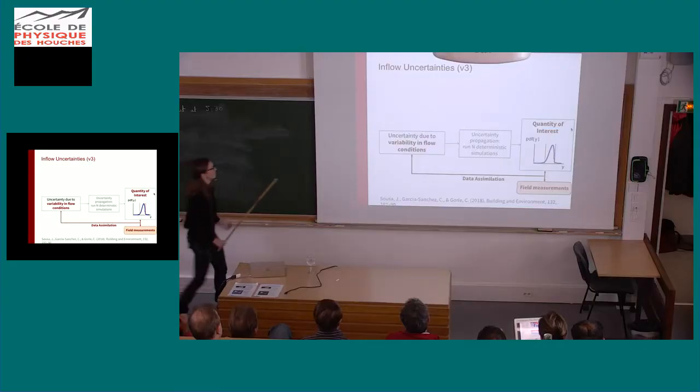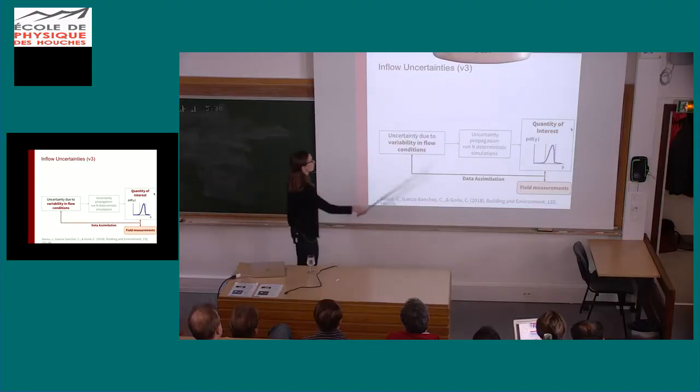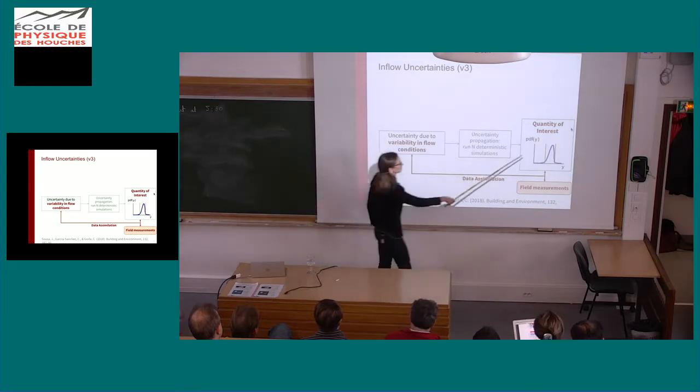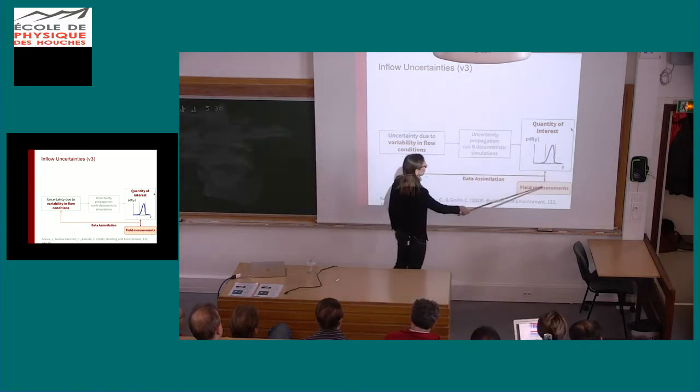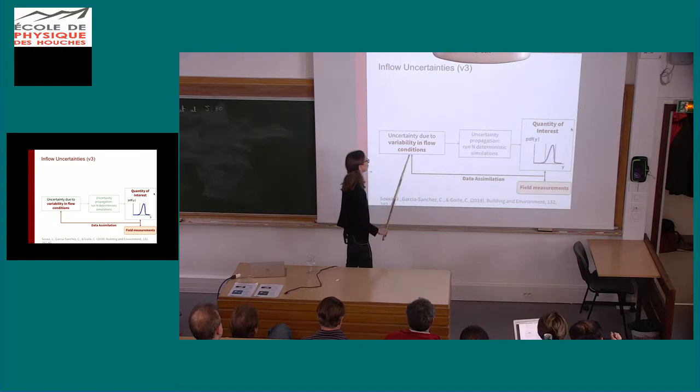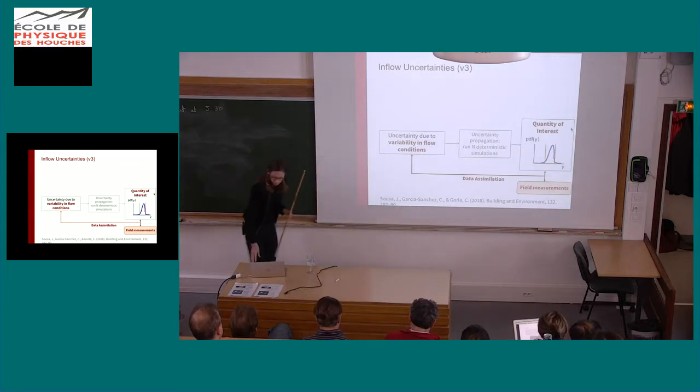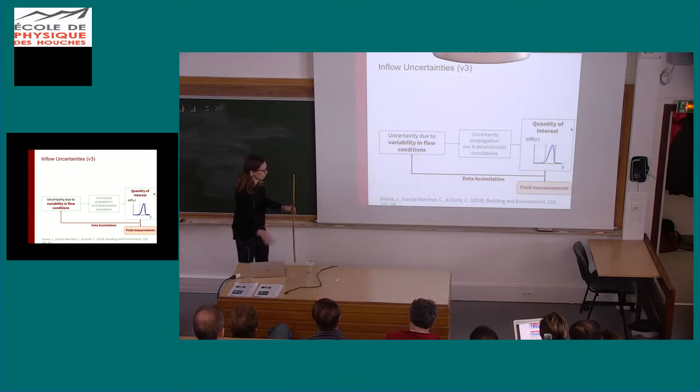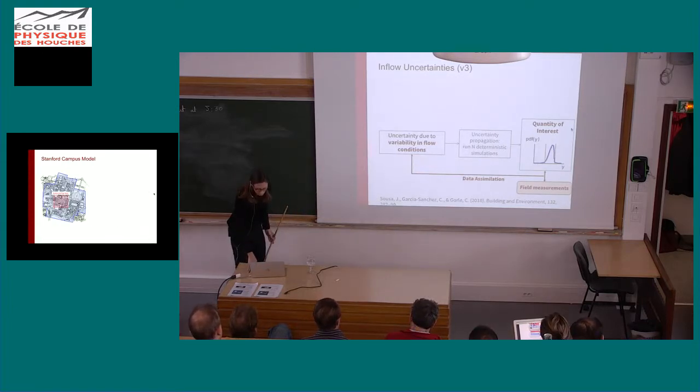What this plot looks like now is that we do this comparison between our quantity of interest and field measurements, and then we go back and do data assimilation to better characterize this variability in the flow conditions. The paper that I cite here is really just on the development of the experiment. We have one under review right now on the results as well.